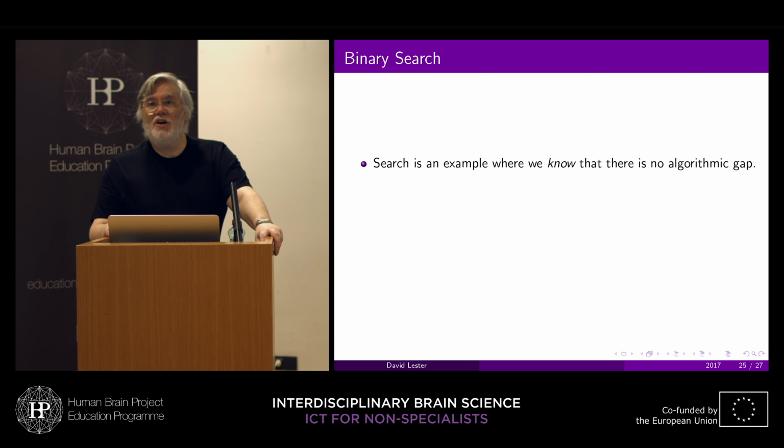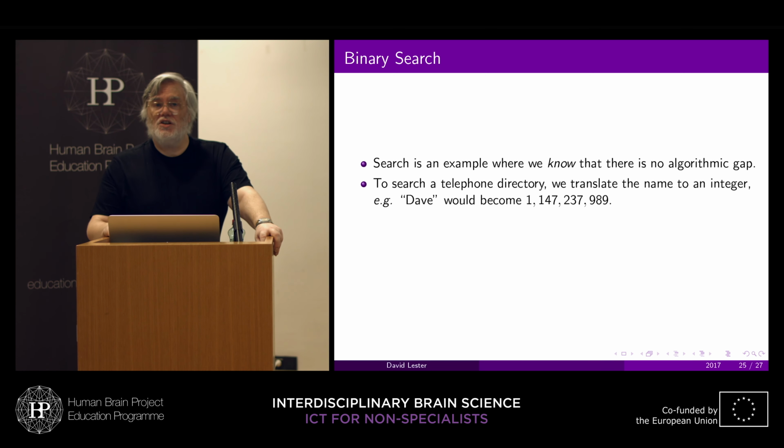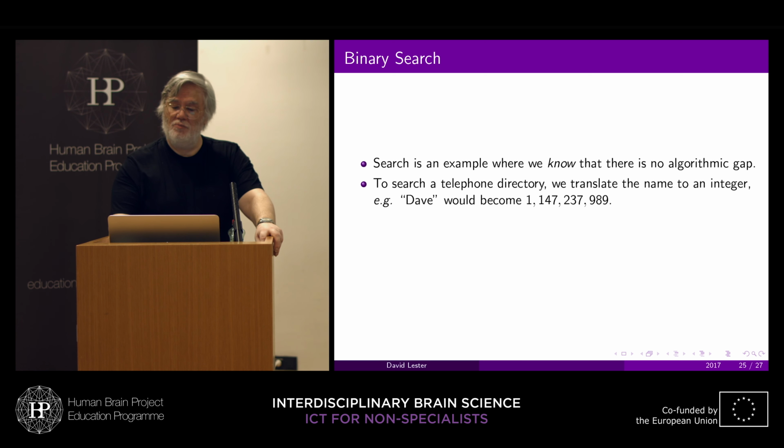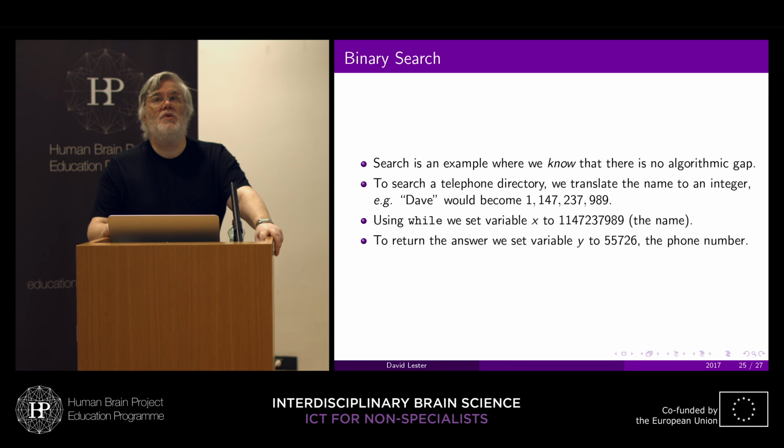So let's talk about binary search. This is an example where we know there's no algorithmic gap. To search a telephone directory, we've got to translate my name into an integer. So let's pick an integer here: 1,147,237,989. I don't know why I chose that. And then we use a while to set a variable to be my name, which is this number that we've just invented, and then look up in the telephone directory to try and find the phone number.